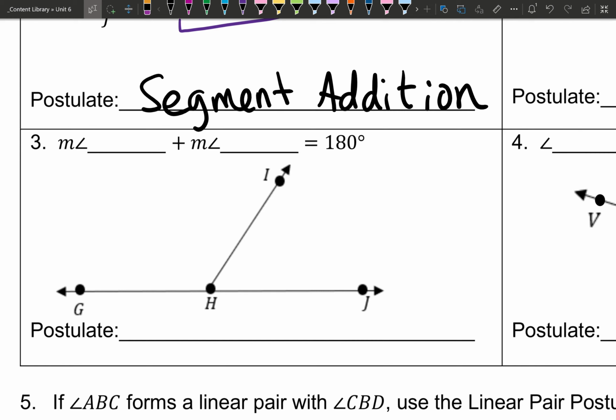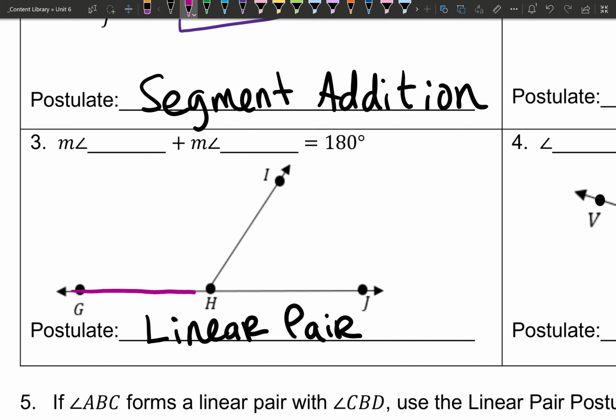Once again, I have some angle addition, but let's see what it looks like this time. Here we have the measure of some angle plus a measure of another angle equals 180. Now 180 degrees is the measurement of a line. The postulate is linear pair because it's a pair, which is two angles that create a line.